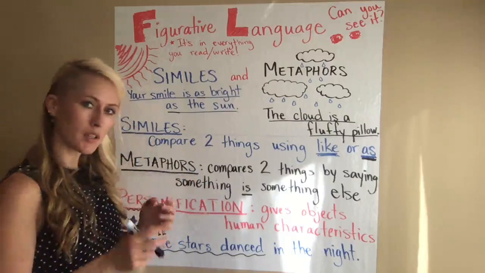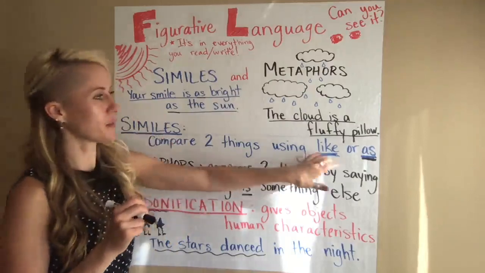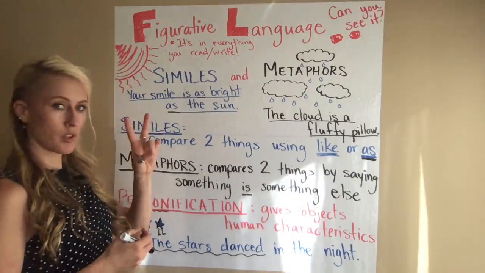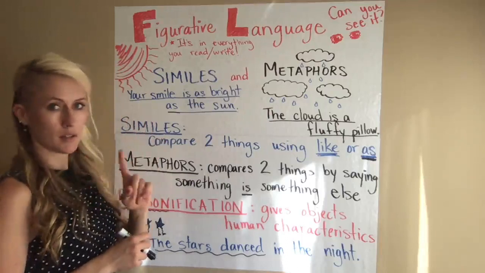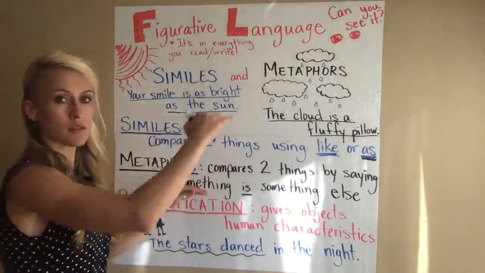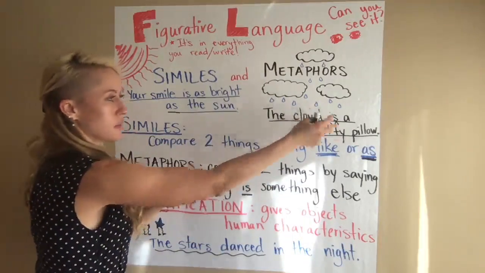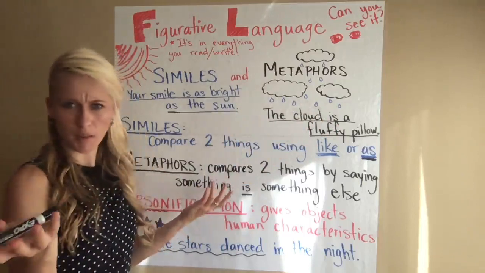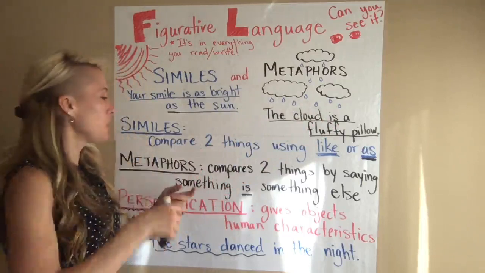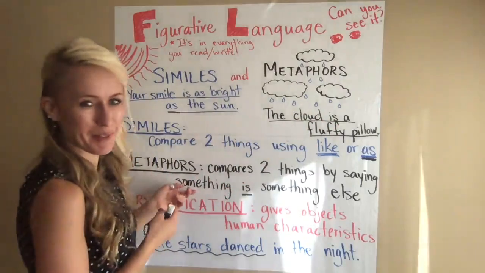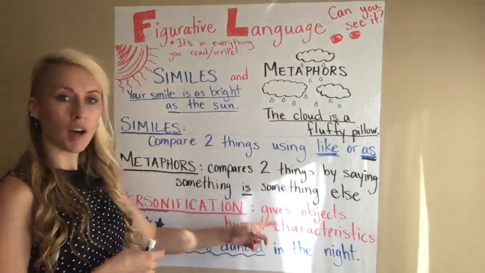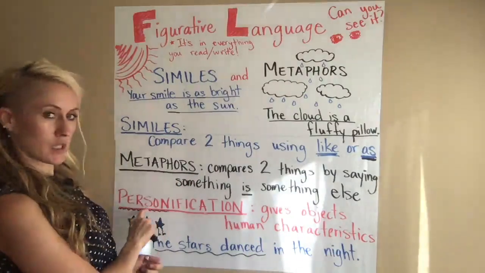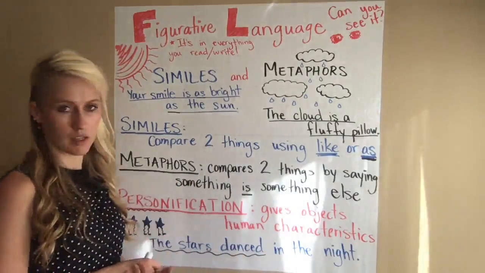A simile compares two things and it uses like or as, okay? Metaphor compares how many things? Same, two things. Doesn't use like or as, so be careful. It just says, this is this. The cloud is a fluffy pillow, okay? Cookies are happiness. Cookies are not happiness, right? I know. Actually, yes, they are. But for metaphors, it's a great metaphor, okay? Personification gives objects or animals human or people-like characteristics. The stars dance in the night, okay?